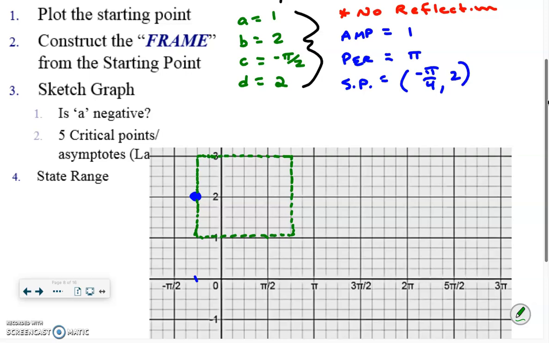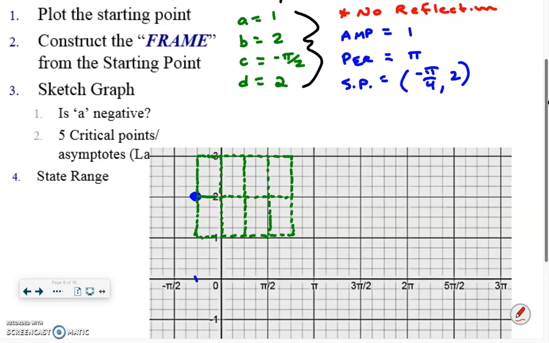Once we have the outer frame, we're going to cut it in half horizontally. The horizontal line is going to go through the starting point. Now we need to break it into fourths vertically. So we're going to begin by cutting it in half, and then we're going to cut each half in half. So now we have our entire frame, and we are in business.